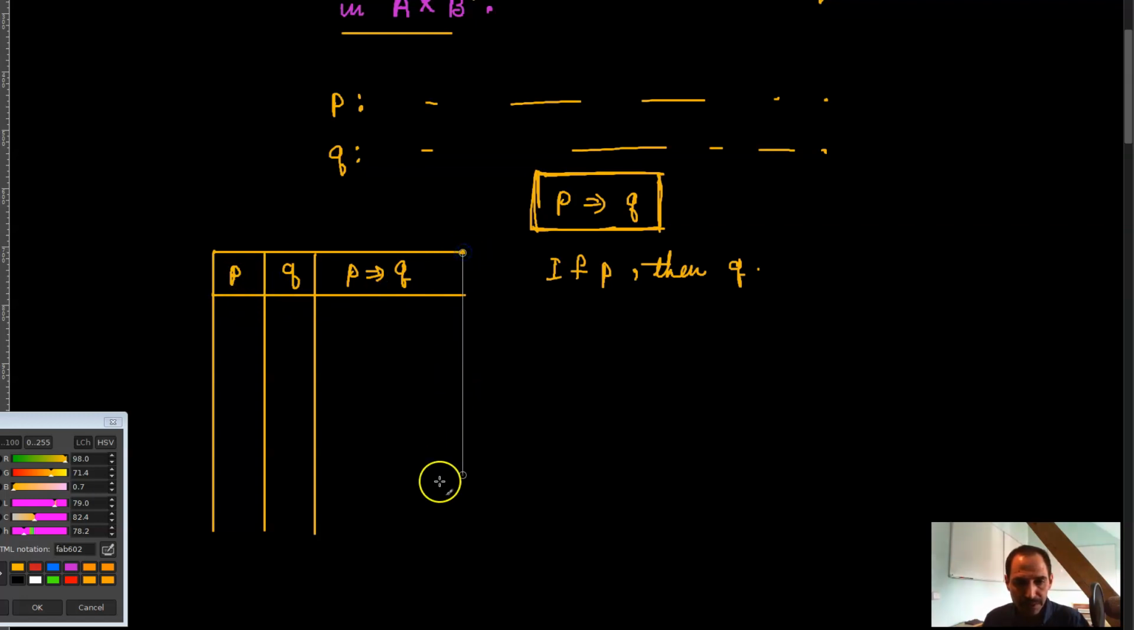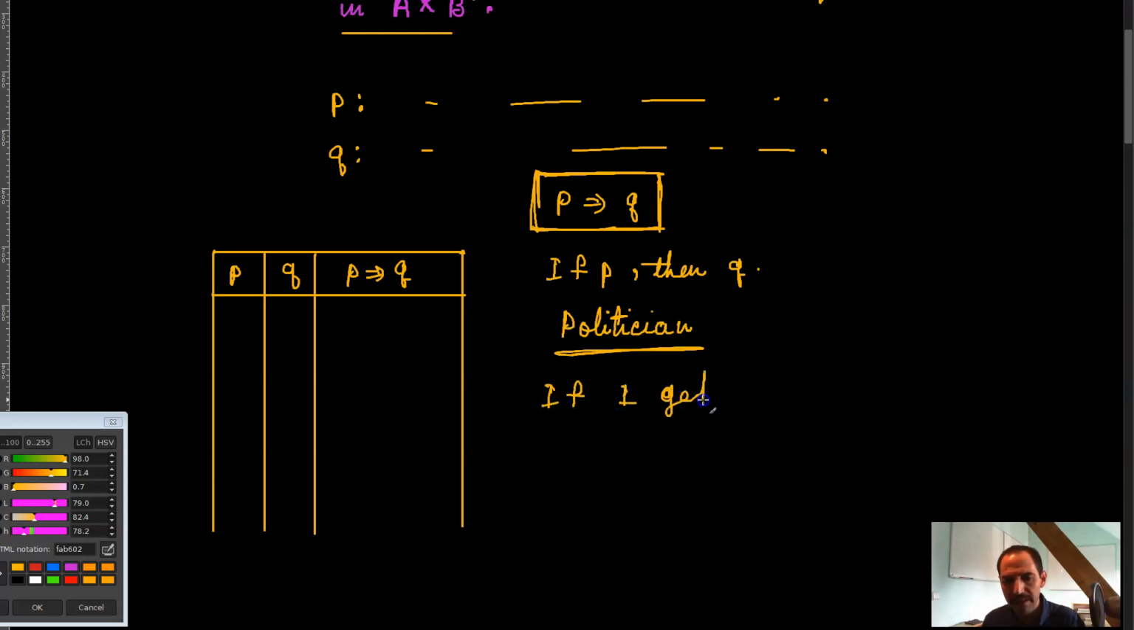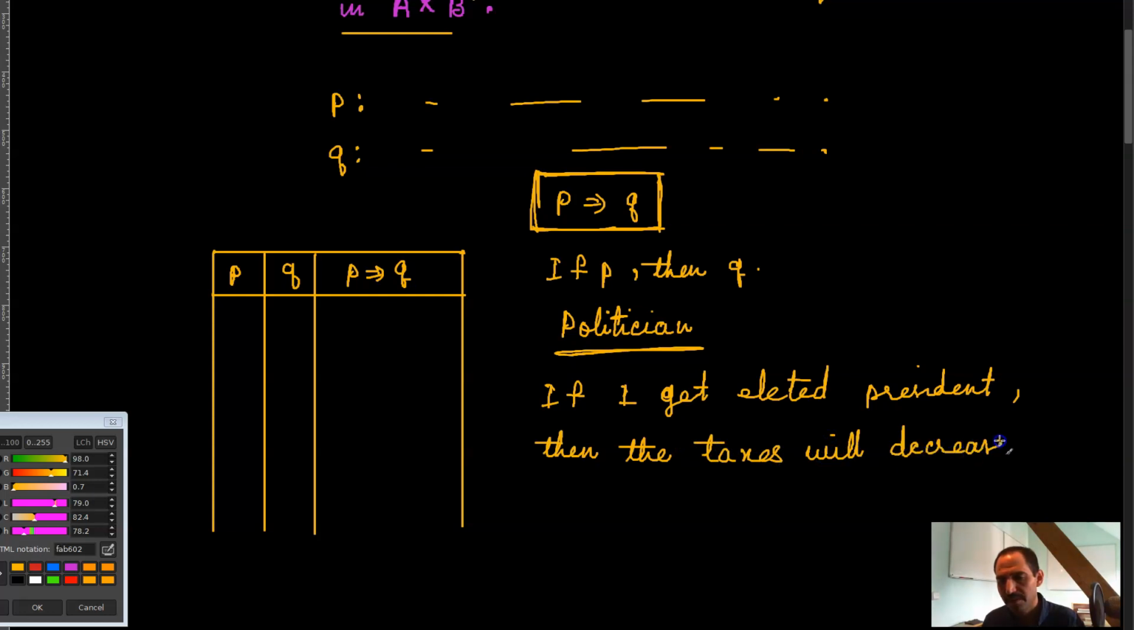Now, if you want to understand why that is the case, you can think of the situation of the politician. So the politician promises that if I get elected president, then the taxes will decrease. If I get elected president, then the taxes will decrease, right? So this is my if, this is my then, and I have some statement here, call it P, and some statement over here, call it Q.